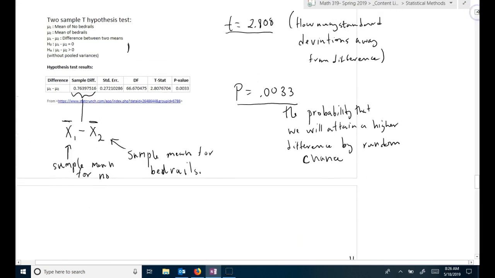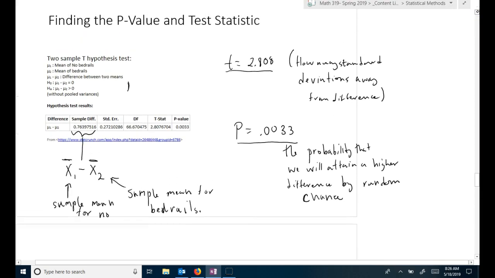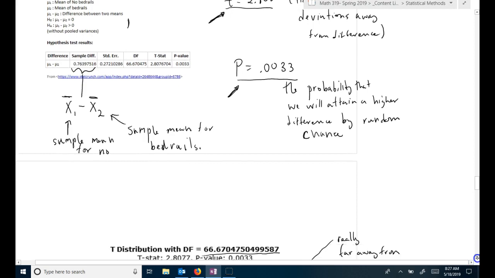So one, we look at this difference. We said, oh, x bar 1 minus x bar 2, that's almost 1 whole fall less for the bed rails group. Then we get a t-value. This t-value, that's really extreme. That's 2.8. 2.8 basically standard deviations away from the mean. That's really far away from the mean. And we get a p-value that tells me that getting my difference of 0.76 is actually really rare. There's only a 0.3% chance that I will in fact get a p-value of that size.